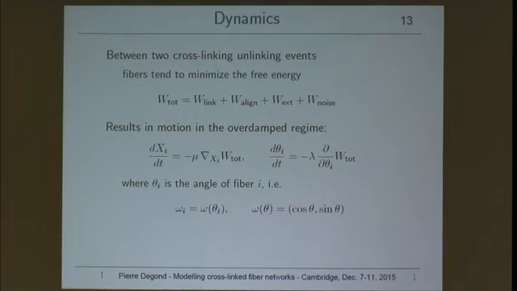I'm assuming that in between two cross-linking and unlinking events, the motion of the fibers and the orientation of the fibers is just a gradient flow in the direction of the steepest gradient of this total energy. So it's an overdamped motion with some time constants mu and lambda, and I associate theta I with the angle associated with the fiber unit orientation omega I relative to a certain reference direction. Okay, so that's what I'm solving.